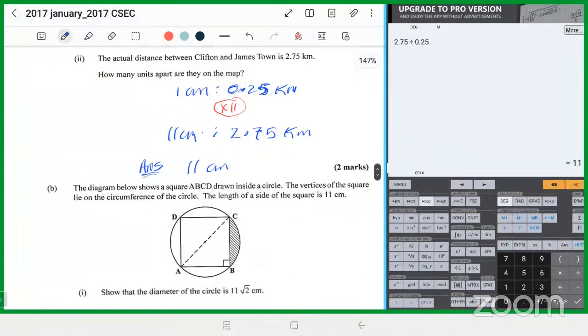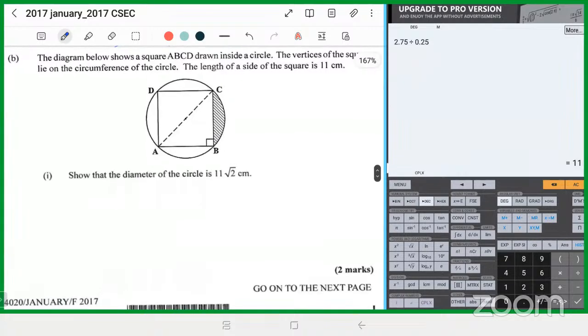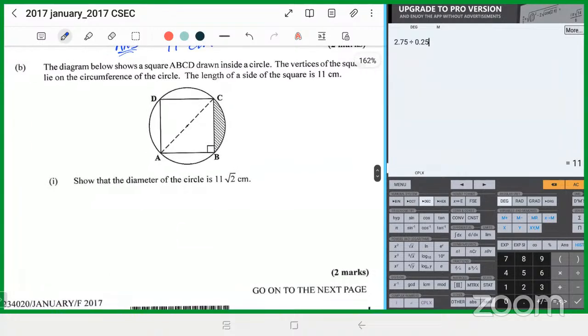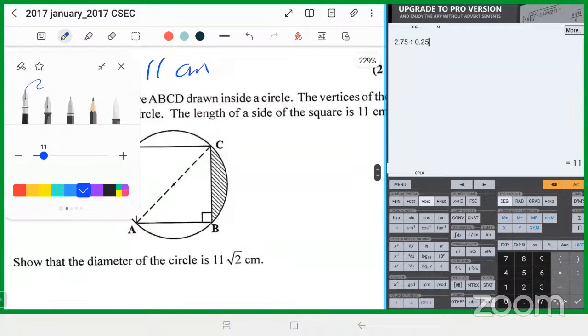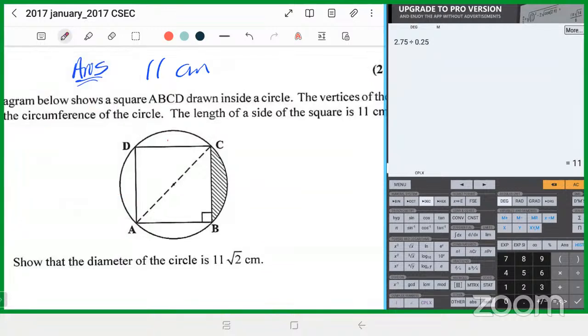All right. Next question says, the diagram below shows a square ABCD drawn inside a circle. It says the vertices of the square lie on the circumference of the circle, as you can see. It says the length of the side of the square is 11 centimeters. So each side of the square is 11, so we put them on the diagram. This is 11 centimeters, this is 11 as well, this is 11, and that also is 11.